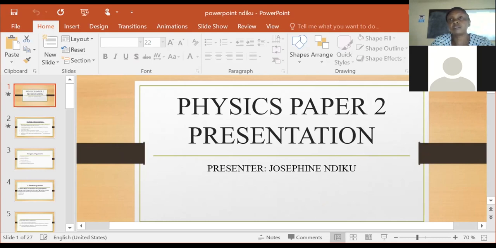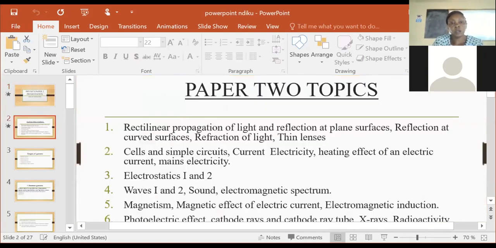As for physics, we have the topics divided. We have topics for paper 1 and we have topics for paper 2. For me, we have paper 2, so we are going to start by seeing the topics for paper 2. I'm sure you know the topics learned from Form 1 up to Form 4. So we are going to have the topics for paper 2, and those are the topics for paper 2.